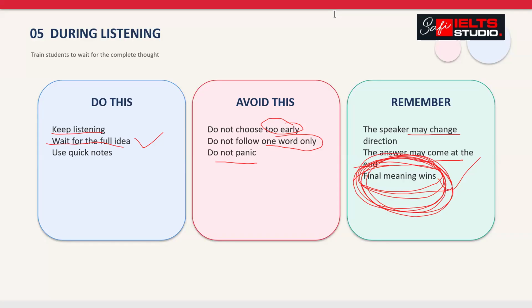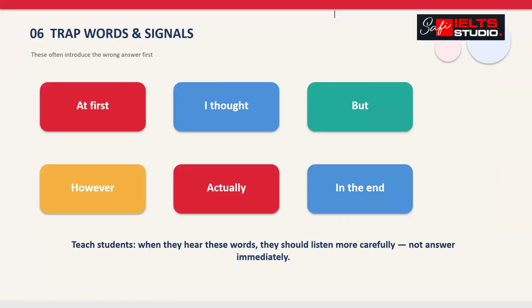Now, this is, I would say, the most important slide. What you are supposed to do: trap words and signals. These are trap words and signals. These often introduce wrong answers first. If you have these words, make sure you catch the examiner when he says "at first." When the speaker says "at first," what does it mean? It means that what the examiner says after "at first" is incorrect.